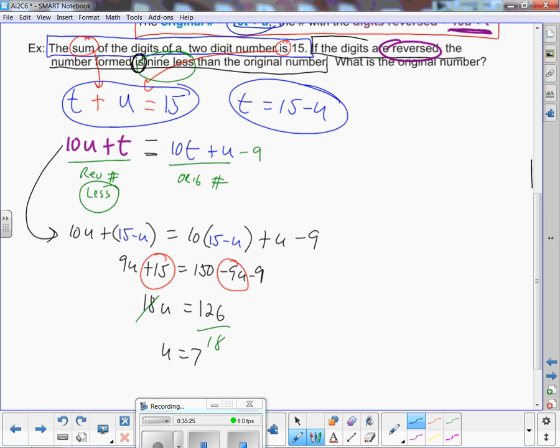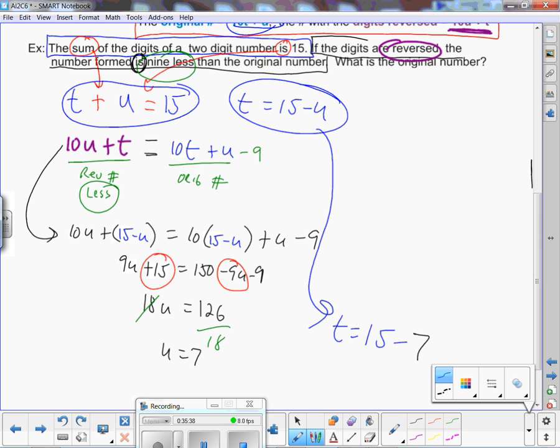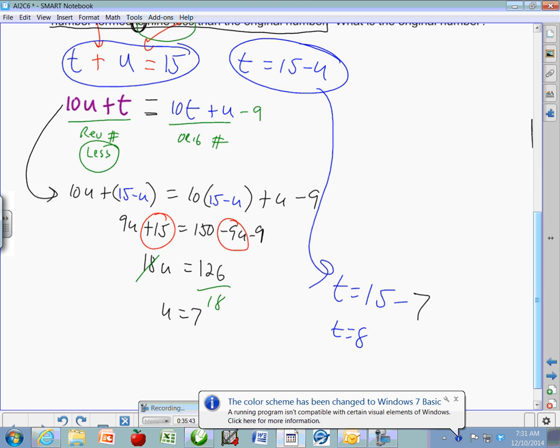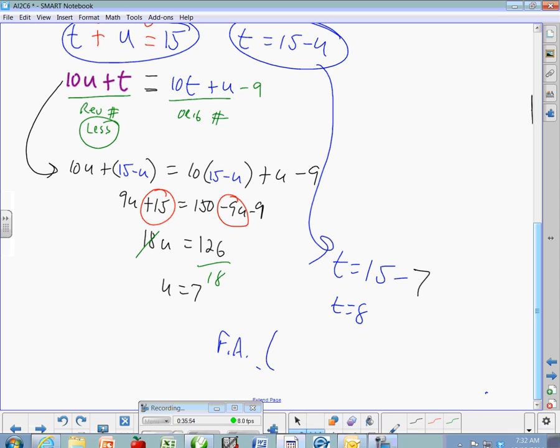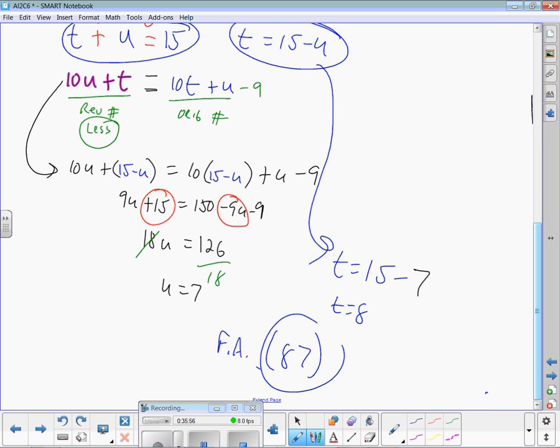Okay, well, let's finish it off. Remember, I always like to circle this because I'm going to use it again. T equals 15 minus, and what is u? 7. So therefore, t is 8. All right. T is 8. Yeah. Beautiful. All right. So what is our number? So what is the final answer? The number is 87, right? Got a tens digit of 8 and a units digit of 7, and 87.